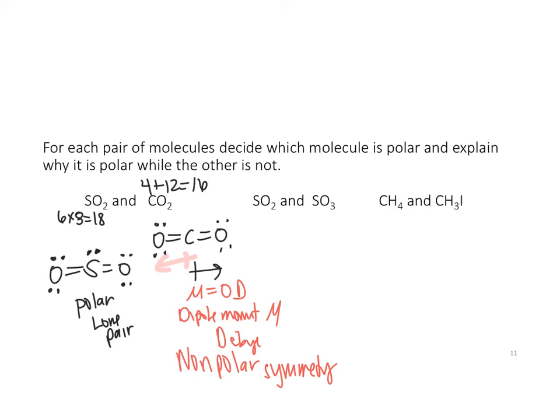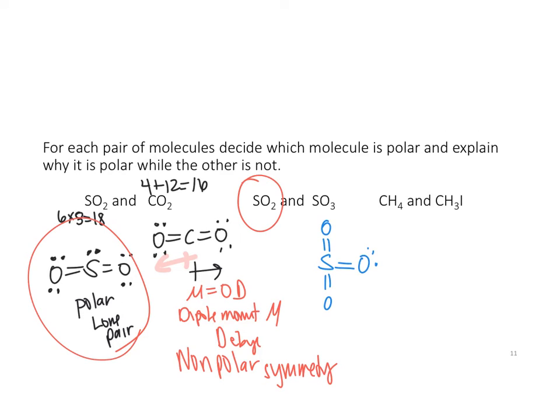Okay, so we already have SO2 here, so we already know that that's polar. Now we're going to do SO3. Oxygen cannot break the octet rule. So now we have 6 times 4 is 24. We have 1, 2, 3, 4, 5, 6, 7, 8, 9, 10, 11, 12, 13, 14, 15, 16, 17, 18, 19, 20, 21, 22, 23, 24. Do you see that there's symmetry there? So that would be nonpolar. And it's because there's symmetry.